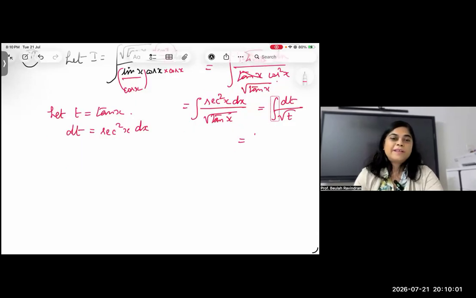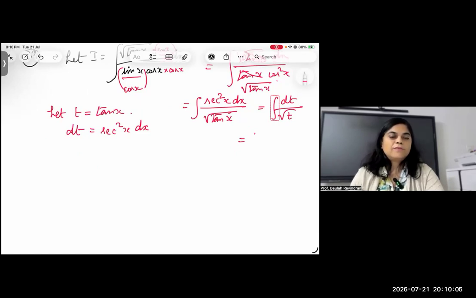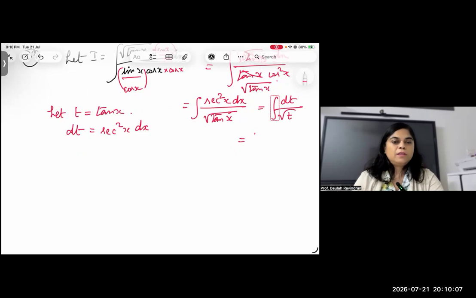So root t can be written as t power half. Don't simply put it as log of root t. It is not like that. The integral of dt by t will be log t, but dt by root t will not be log t. So you have to write t power minus 1 by 2 dt, since root of t is t power 1 by 2.